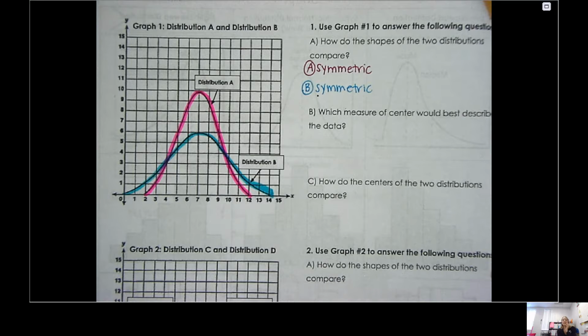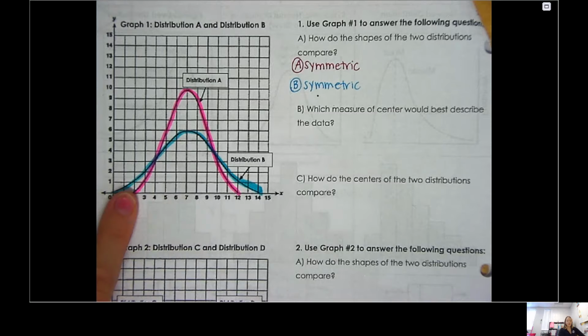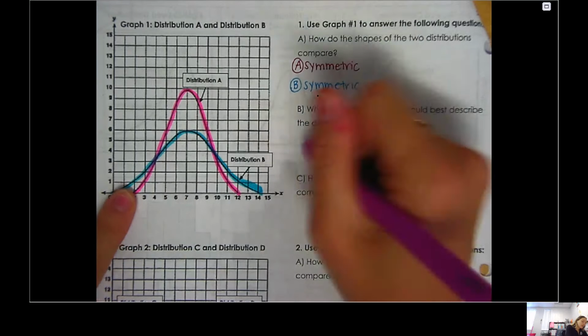Okay. Now, letter B. Which measure of center would best describe the data? So let's look back at just distribution A again. So back at just the pink one.